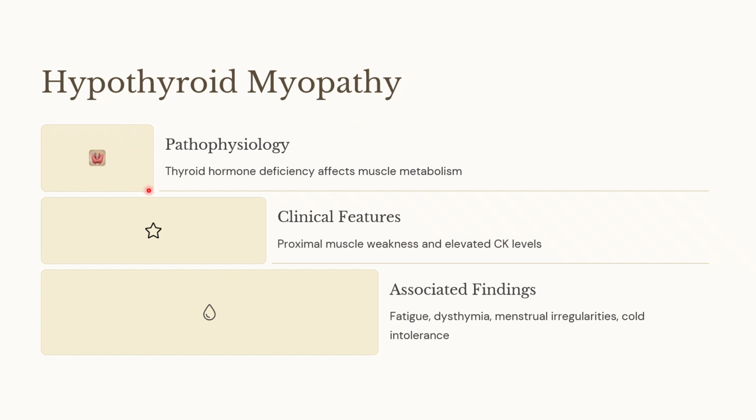What about hypothyroid myopathy? Here, the thyroid hormone deficiency will affect the muscle metabolism. This is generally seen in hypothyroidism as well as hyperthyroidism, but hypothyroid myopathy is much more common and it can result from Hashimoto's thyroiditis. Here there is proximal muscle weakness and elevated creatine kinase levels. So they will give you a vignette with fatigue, dysthymia, menstrual irregularities, cold intolerance associated with myopathy, which points towards hypothyroid myopathy.